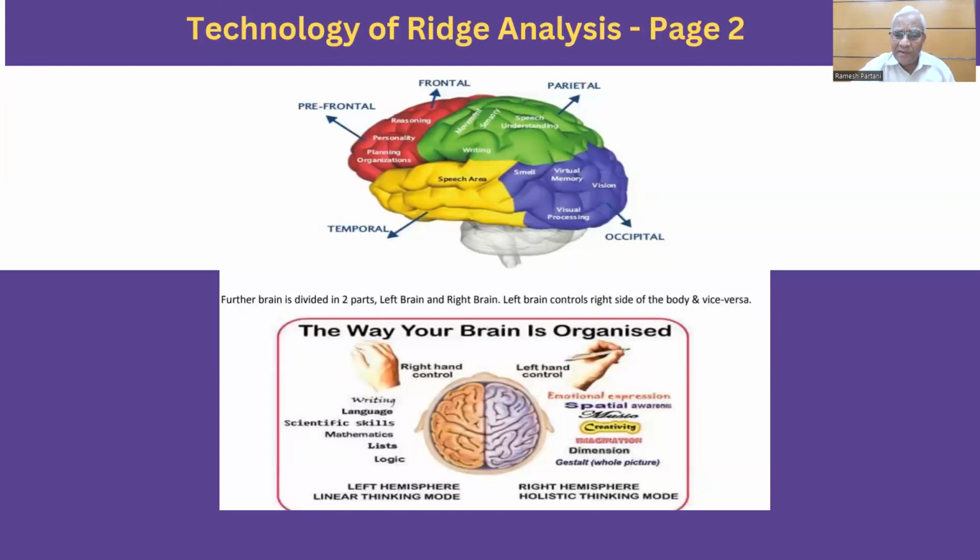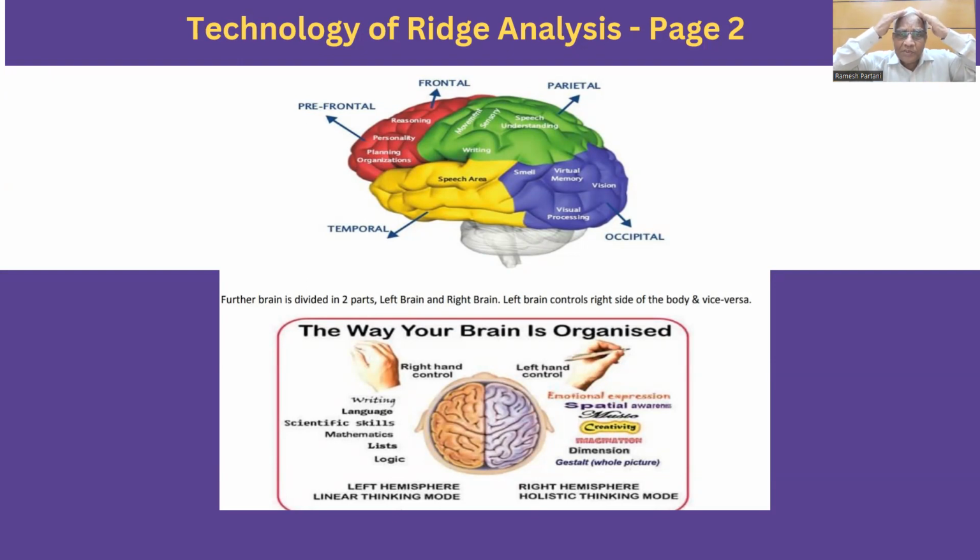Now, let's first understand the technology of ridge analysis. This is the second page in your report. If you see the lower picture, it shows clearly the two hemispheres of the brain, the left hemisphere and the right hemisphere. From the front to the back, both the hemispheres of the brain have 5 clear segments. Now, this is the prefrontal segment. So this is left brain prefrontal, this is right brain prefrontal. This is shown as the red color portion in the picture above.